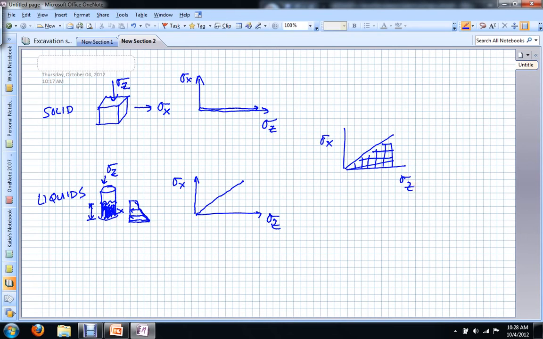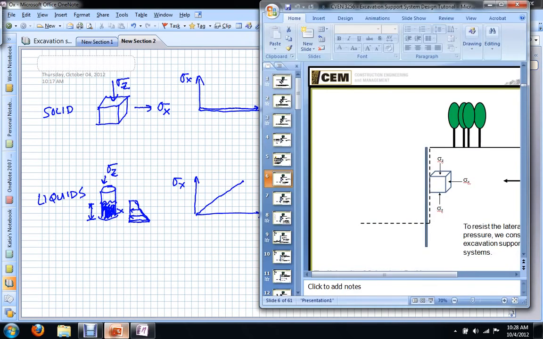Now, what we need to understand, though, is what those values are. So if we remember, K is equal to our sigma x over sigma z, we know that that value is going to be somewhere between 0 and 1. Okay? So let's go back to our PowerPoint here and talk through the different earth pressure conditions that we might have.